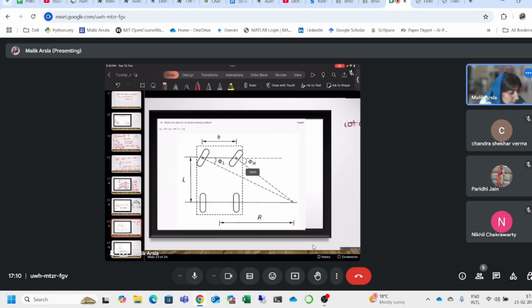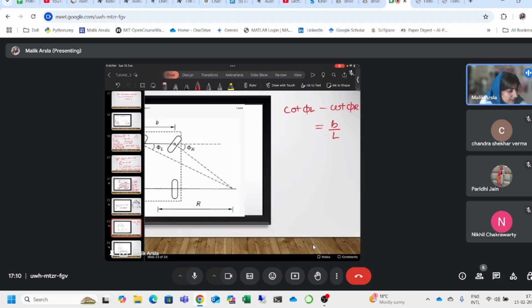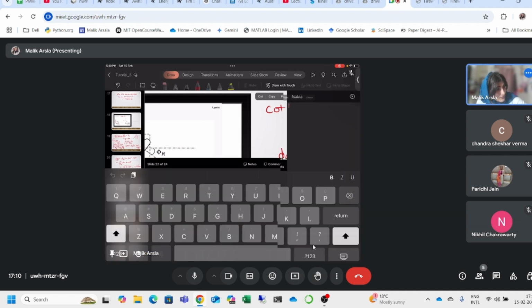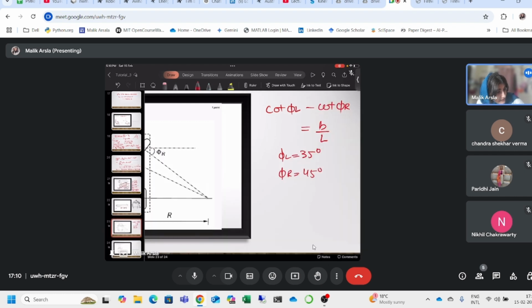Now phi L has been given as 35 degree, phi R has been given as 45 degree, and B is given as 1 mm. So what is the value of L? Find out.